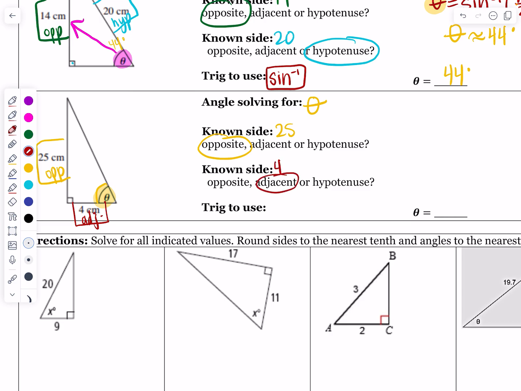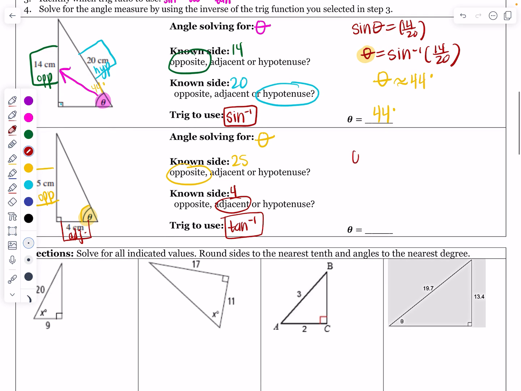What trig function goes with opposite and adjacent? That is going to be the inverse tangent. We're going to end up using some inverse tangent. So if I want to know what my angle is going to be equal to, my angle is going to be equal to the inverse tangent of the opposite over the adjacent. Opposite is 25, adjacent is 4. So I type that into my calculator. Second tan, 25 divided by 4. That gives me an angle of approximately, to the nearest whole number, 81 degrees.